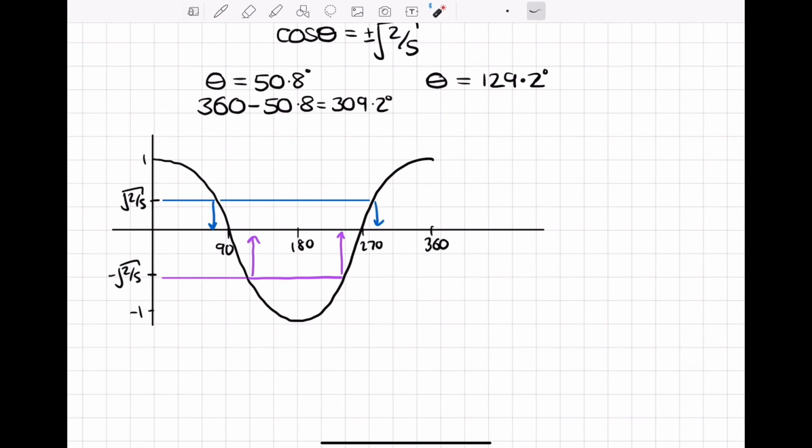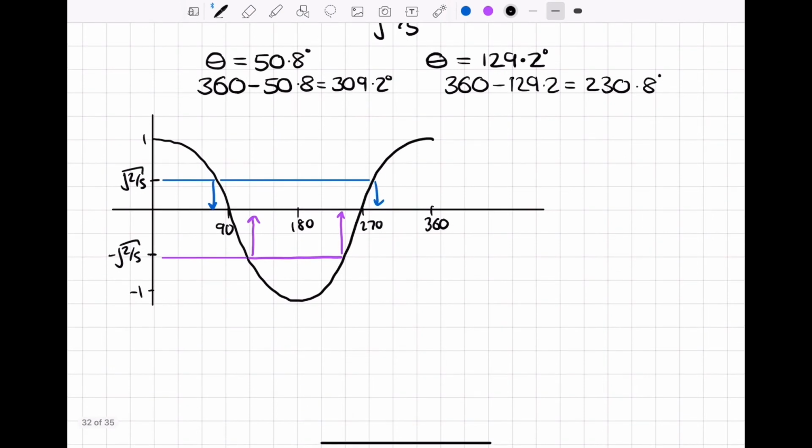Because this graph is symmetric around 180, we know that this horizontal distance here of 129.2 must be the same as this horizontal distance here. So to find that value, we can do, again, 360 minus 129.2. From that value, we should get 230.8. And between 0 and 360, that is our 4 solutions.